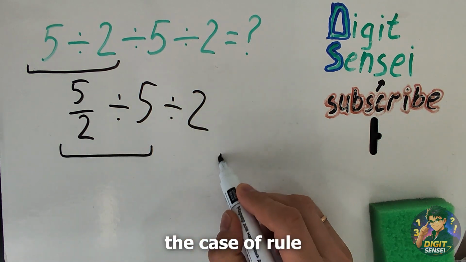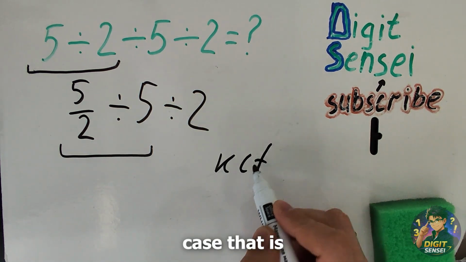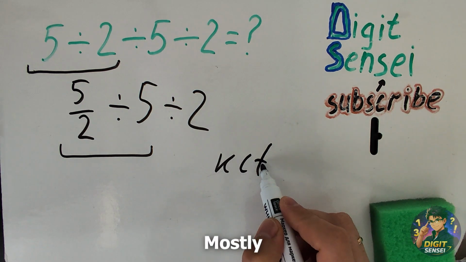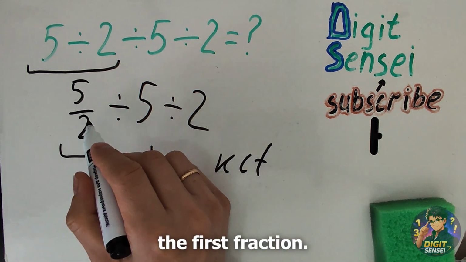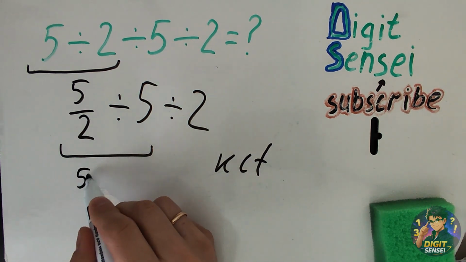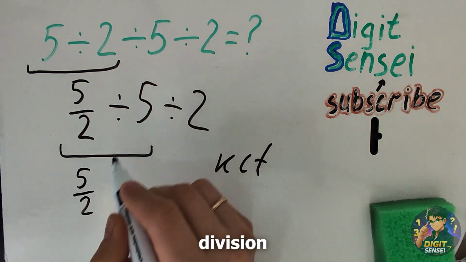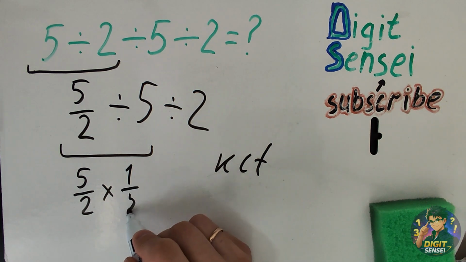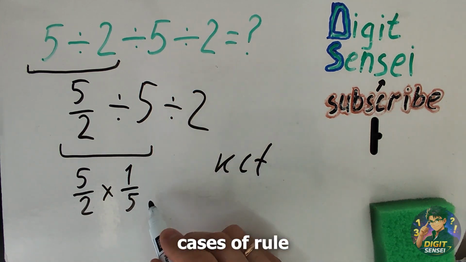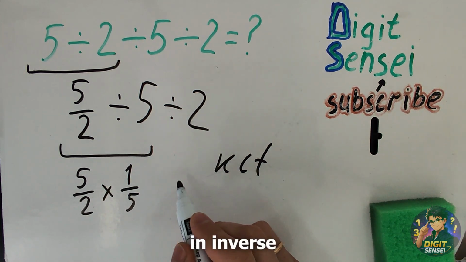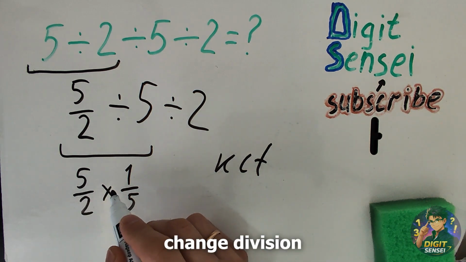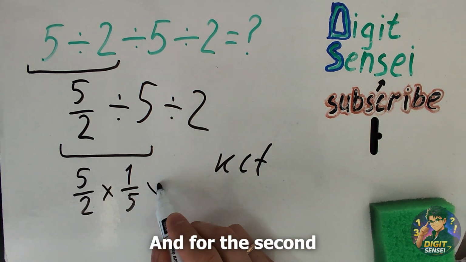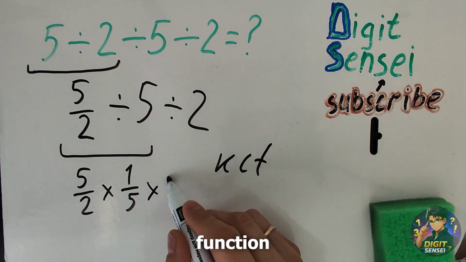According to the KCF rule, K stands for keep, C stands for change, and F stands for fill in. We can write keep the first fraction, change division to multiplication, and fill in the second fraction. And again here we can apply the KCF rule. Keep the first fraction, change division to multiplication, and fill in the second fraction.